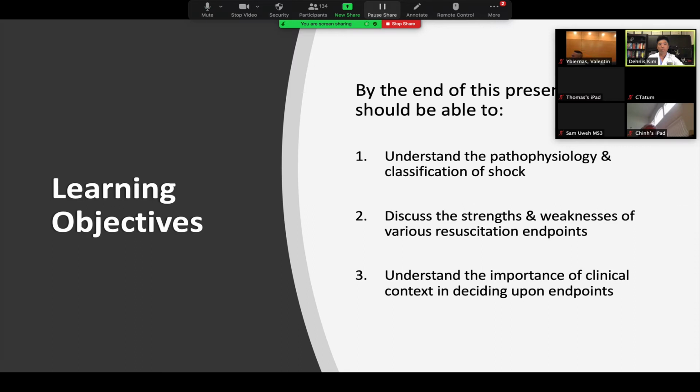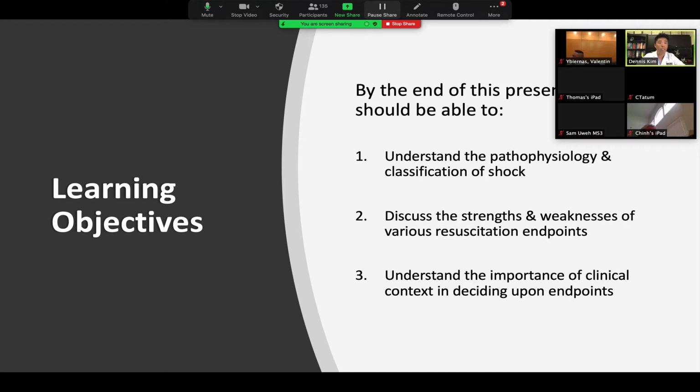By the end of this presentation, I'm hoping that you'll have a better understanding of the pathophysiology as well as classification of shock. Also, you should be able to discuss the strengths and various weaknesses of the various resuscitation endpoints that will be discussed. And then finally, understand the importance of clinical context in deciding upon endpoints. And I really can't emphasize this enough.